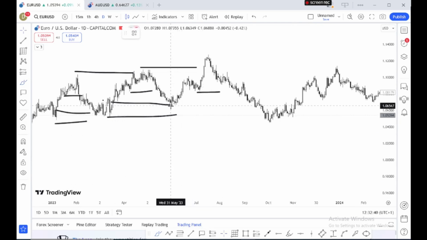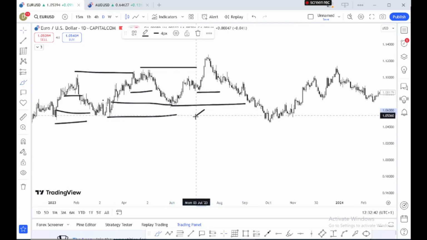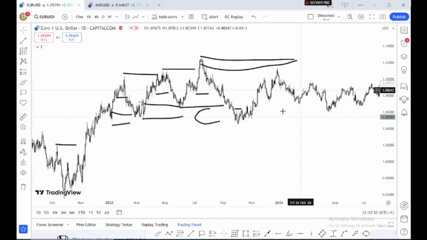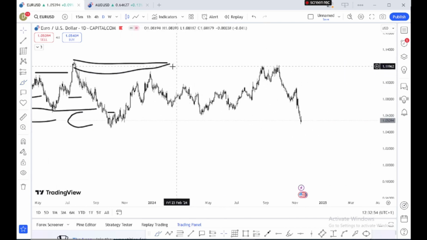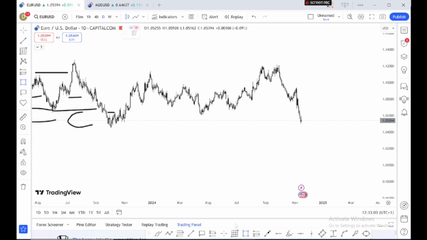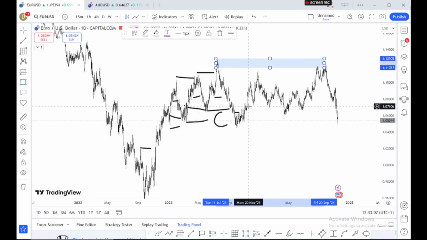To take out this low, it means we have change of character. So you can see change of character, inducement, extreme mitigation. This extreme. So you see, all these things are internal structure. And as you can see, at the end of the day, market went back to extreme like this. This extreme. You see, straight.